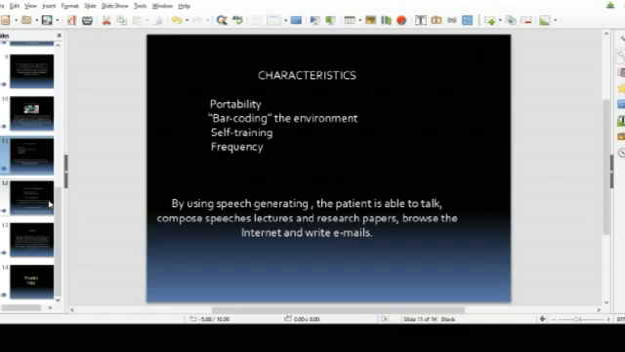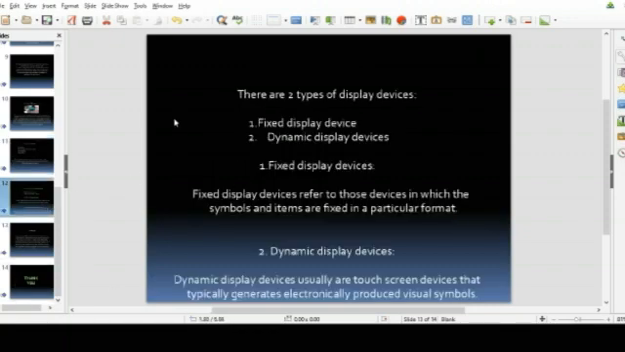By using this speech generating device, a patient is also able to talk, compose speeches, lectures and research papers, browse the internet and write emails. There are two types of display device: fixed display device and dynamic display device. Fixed display device is one in which symbols and items are already fixed in a particular format. A dynamic display device is a touchscreen device that generates electronically produced visual symbols. Also, it allows a child to access a large amount of vocabulary in one device.